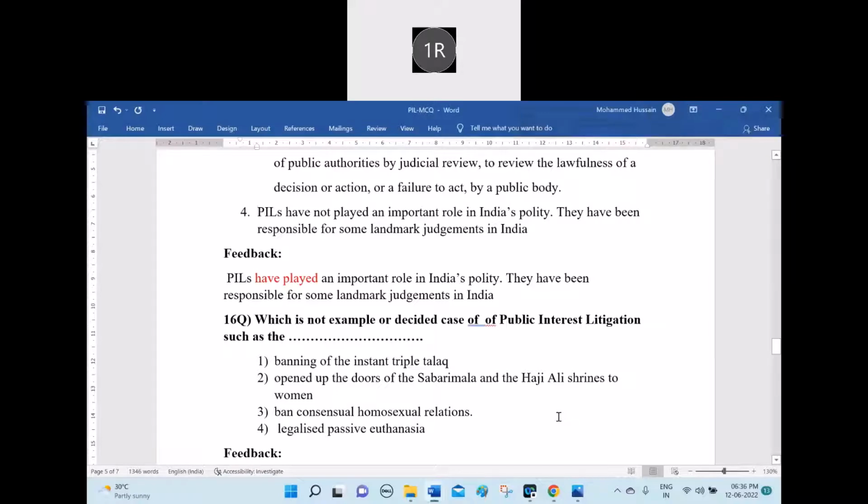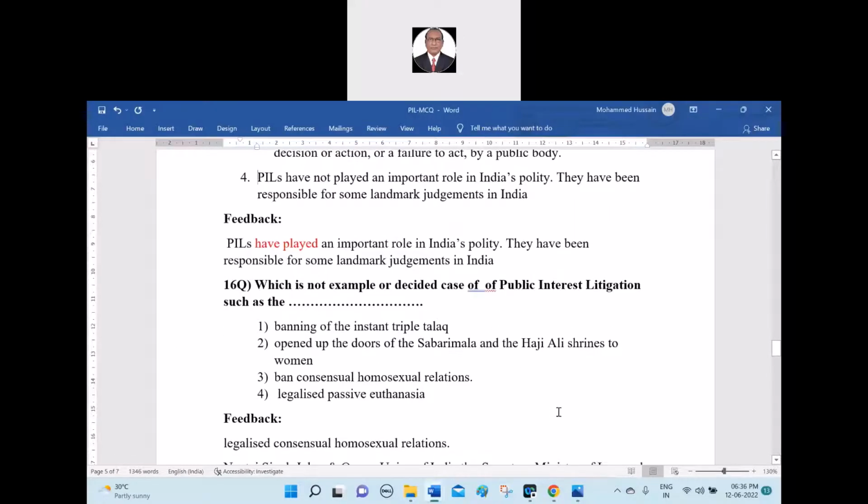Yes, the answer is right, but your background is not proper. It is legalized, not banned. It is legalized homosexual relationship. What is the case law? Can you tell me the case law?